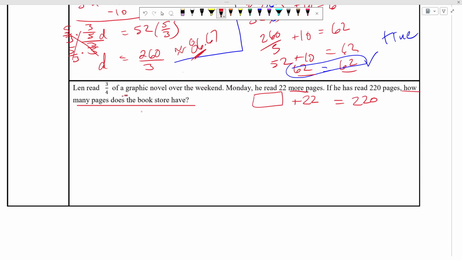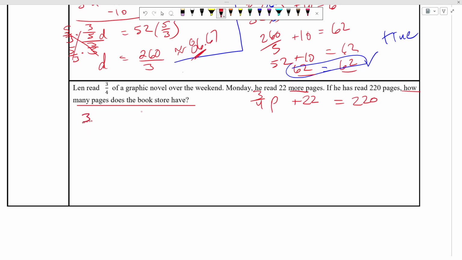Okay, and then this thing here, where's my variable? Novels have pages. Novels have pages. So I can say 3/4 of the pages. 3/4 of the pages. So there you go. That is the equation from which we will now work off of.